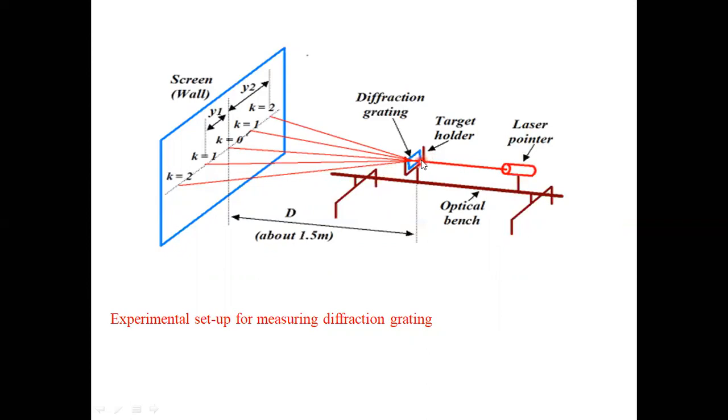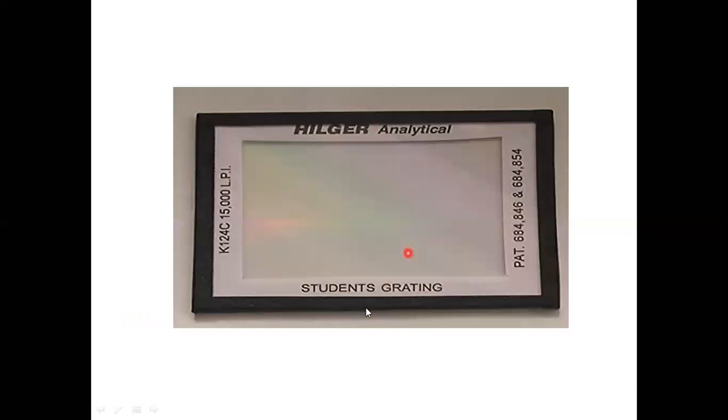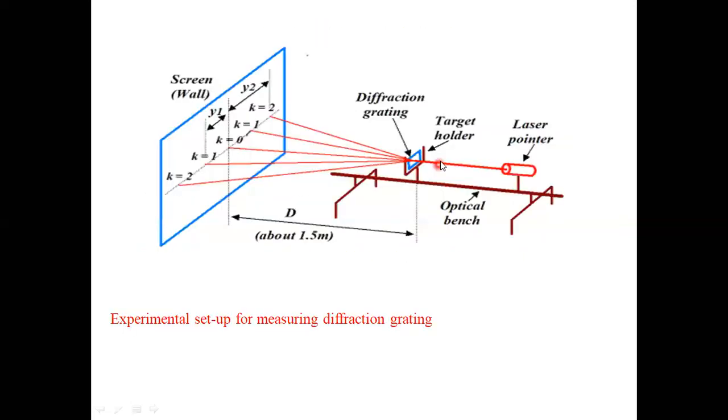The second part is the diffraction grating, simply a glass plate, as I have shown you in the figure. This is the diffraction grating which we have placed here, consisting of a large number of slits, or opaque and transparent lines. And this third part is the screen, where we get the diffraction or interference pattern.